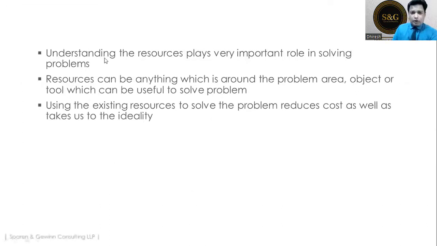So in this system, we have identified the main resource, which is converted into the function of that particular system. Understanding the resources plays a very important role in solving the problem. Resources can be anything around the problem area, an object or tool, which can be used to solve the problem. Using the existing resources to solve the problem reduces cost as well as takes us toward the ideal situation. So study the existing resources.